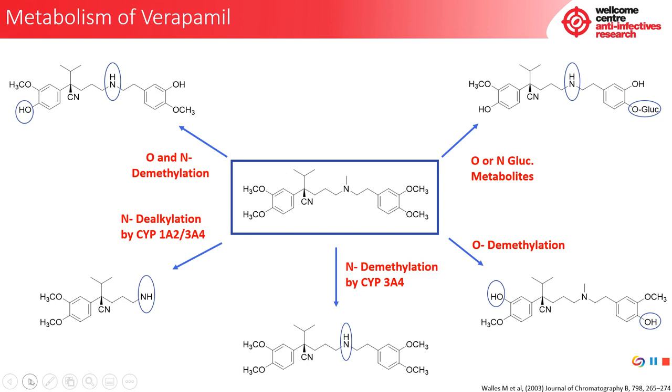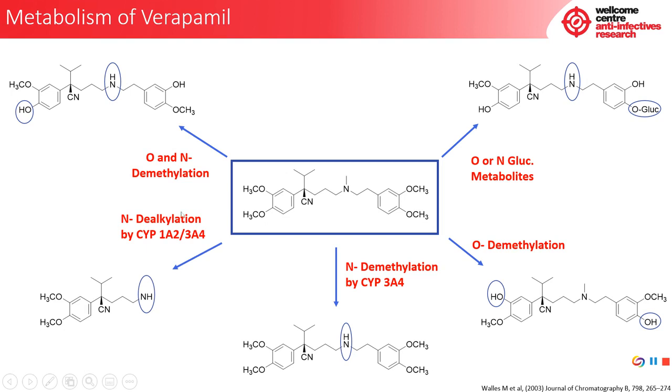This next example is that of the metabolism of verapamil. Verapamil is a calcium channel blocker which is used for controlling hypertension. Verapamil can undergo several reactions. It can undergo O or N demethylation to give us the product to the left.